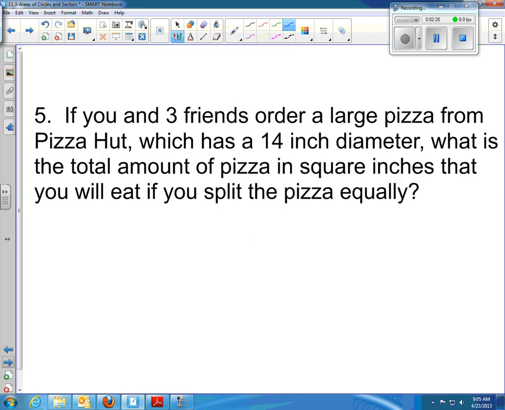If you and 3 friends order a large pizza from Pizza Hut, which has a 14-inch diameter, what is the total amount of pizza in square inches that you will eat if you split the pizza equally? All right, well, if it has a diameter of 14 inches, that means it has a radius of 7. So let's start off by finding the area of the pizza. Go ahead and figure that out on your calculator.